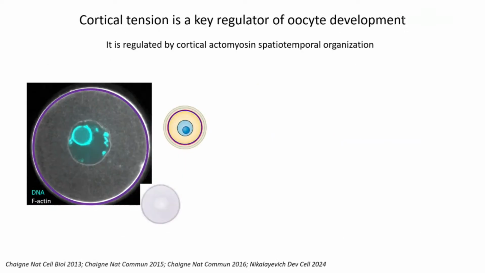So in the lab, we have shown in the past, and others too, that cortical tension is a key regulator of oocyte development. Cortical tension is a mechanical property that regulates cell stiffness, and it is in part regulated by cortical actomyosin spatiotemporal organization. So this is an oocyte in prophase before entering into the division with this big nucleus here and the DNA in blue. And it will accumulate myosin 2, which is a protein that can bind to actin networks and exert forces. And so these oocytes are stiff.